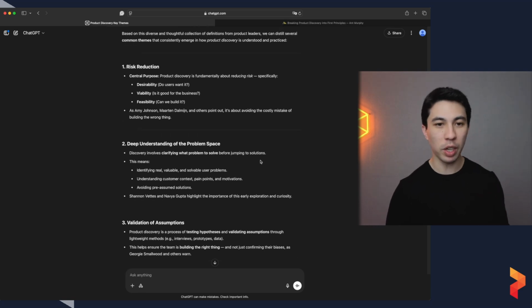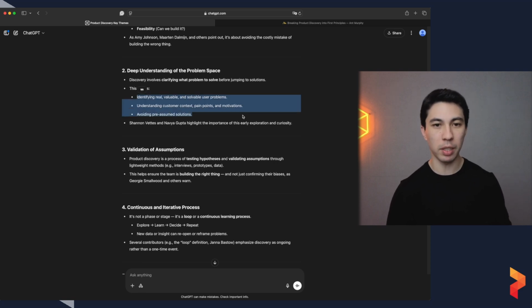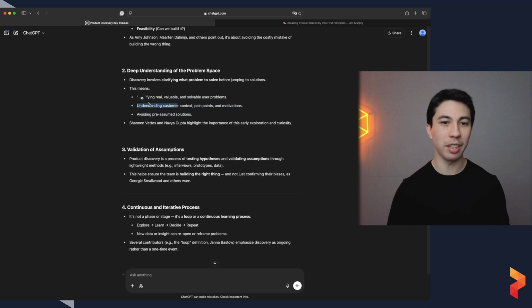Cool. So risk reduction is one of them. Deeply understanding the problem space definitely was a theme that I also picked up as well. Things also coming out, I picked up these sub themes as well: understanding the customer, identifying value, that type of stuff.